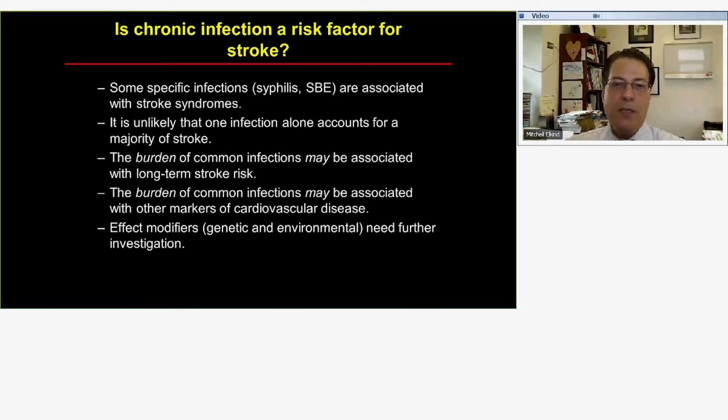stroke? Obviously, some specific infections like syphilis and endocarditis are associated with stroke syndromes, and it's unlikely that one infection alone is going to account for a majority of stroke. But the burden of common infections may be associated with long-term stroke risk, just like another risk factor, and may also be associated with other markers of cardiovascular disease like carotid disease, like cognition and dementia potentially. You know, we need to figure out what the effect modifiers are, and then, of course, see if there's anything we can do to affect the risk and reverse disease.